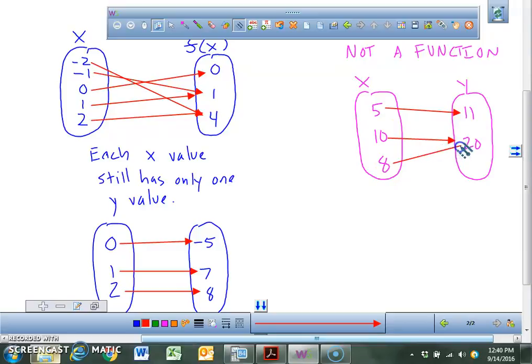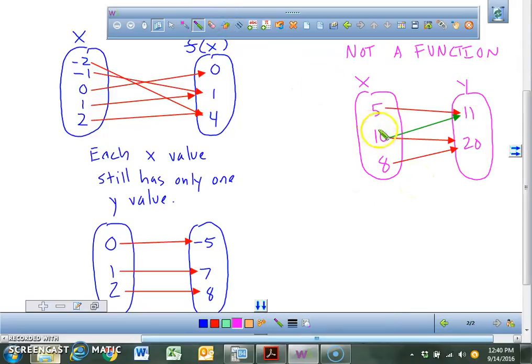All right? Now, if I said 5 went with 11, and 10 went with 20, and 8 went with 20, that's okay. That would be a function. Here's what would not be a function. If when you plug in a 10 you got 20, and then you also said you got 11. Because now, if you look at this right here, what am I saying? I'm saying this x value has not one y value, but it goes with two different y values.